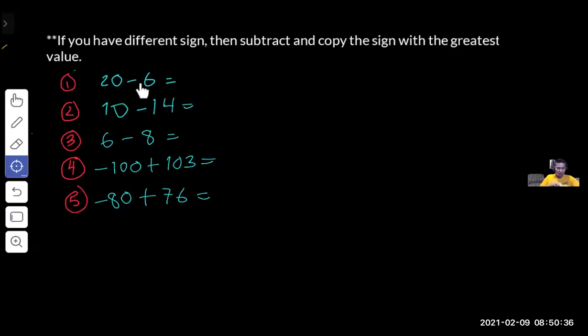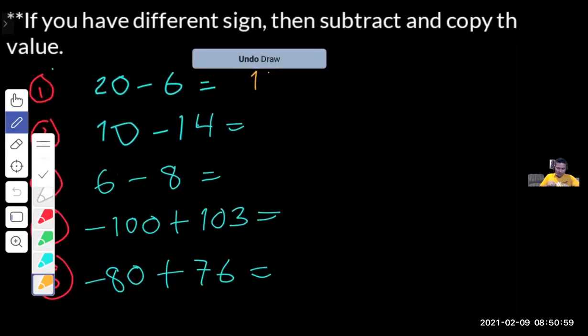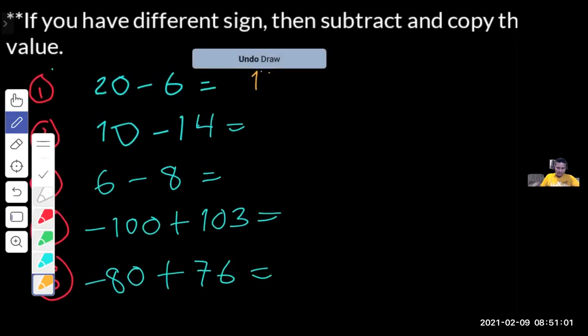I like to start with this because we can solve it naturally. You have 20 apples, and you take away 6. How many apples do you get? 14. If we have 20 minus 6, piece of cake, that's going to be 14. And you don't think about sign, you only solve it and it's done, right?